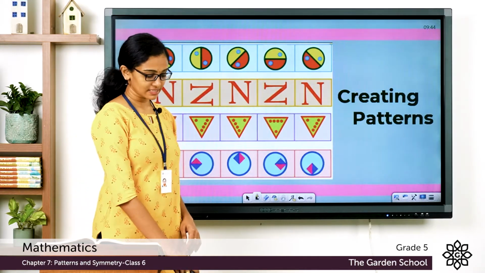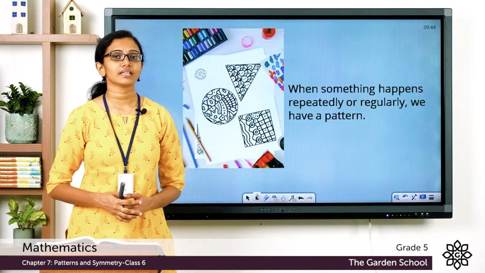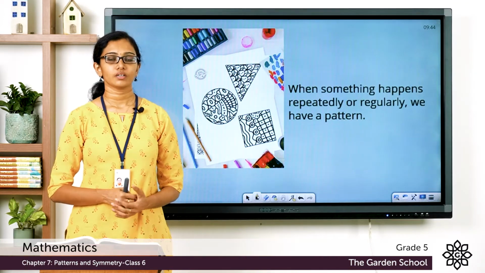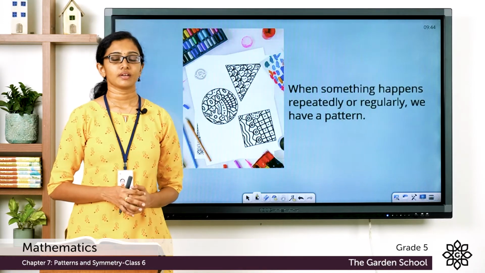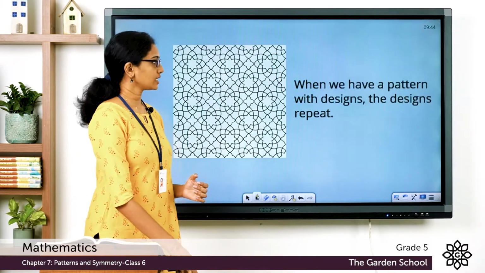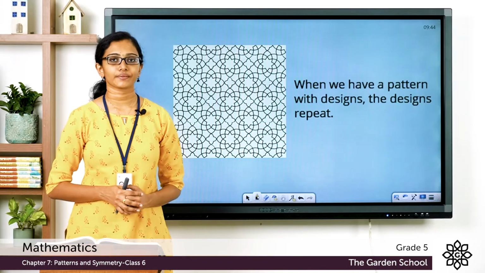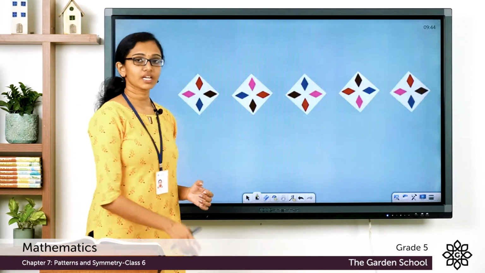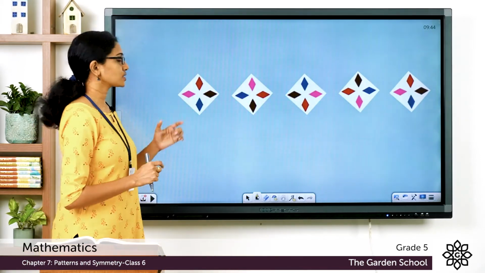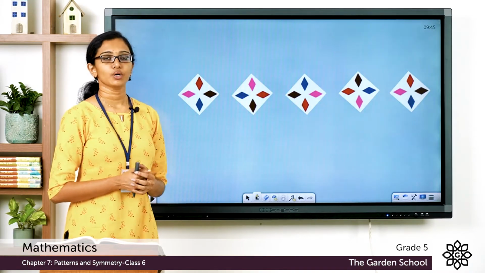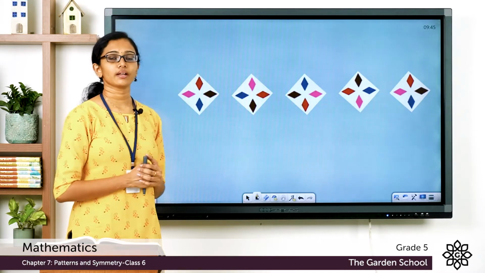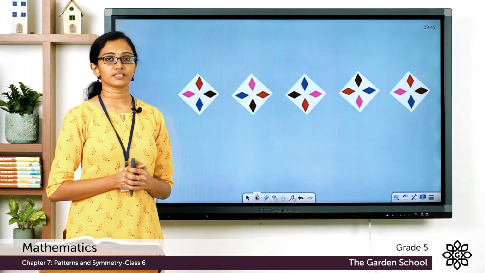What do you mean by pattern? When you have something that's happening repeatedly based on some logic, you call that a pattern. And when designs are repeating, we have a pattern with designs. And we learned how shapes and objects can be turned around about a fixed point so that the turned image will look exactly like the initial one. And we call that rotational symmetry.